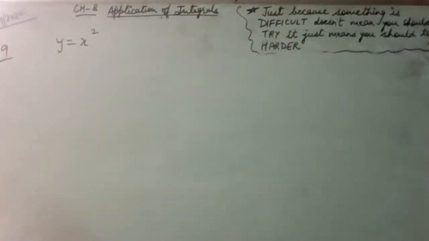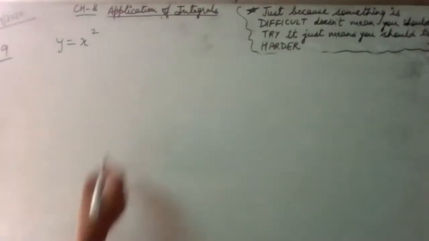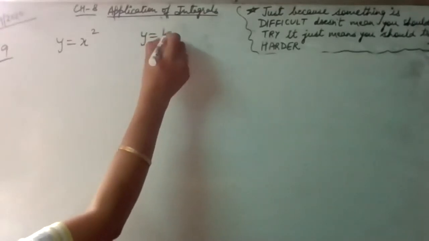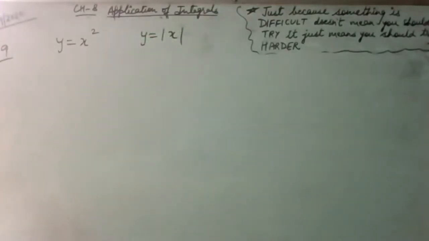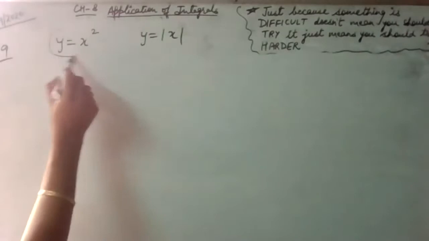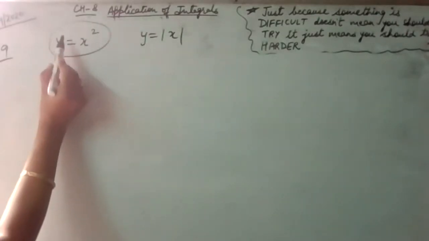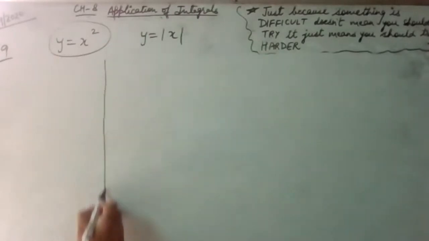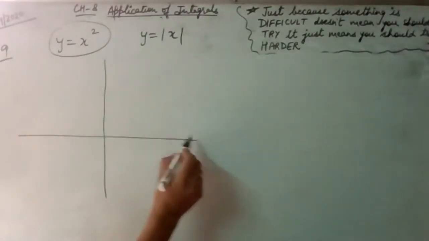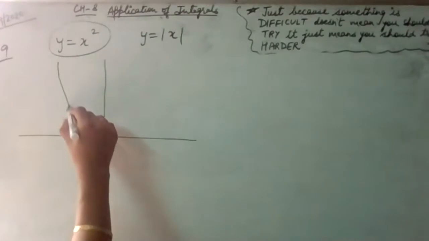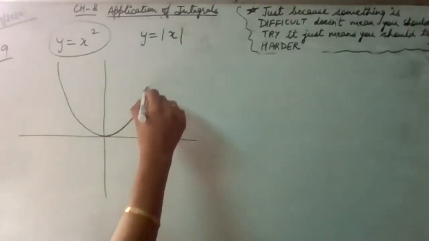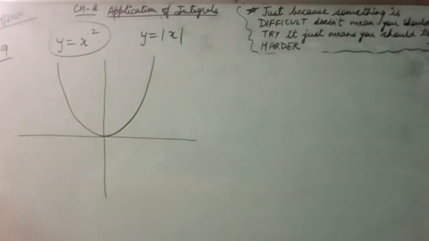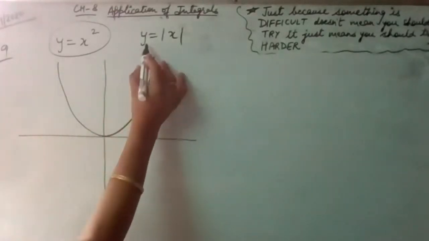Now again, a parabola is given to us, y equal to x square, and the line is y equal to modulus x. Now, this is a parabola. Since the degree of y is 1, it will be symmetric about the y-axis. Let's just make this symmetric about the y-axis.